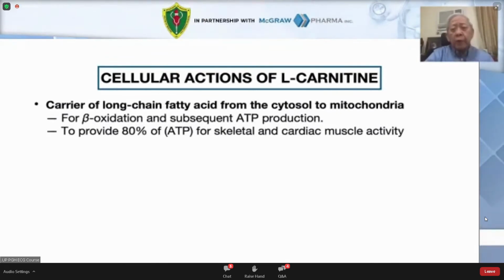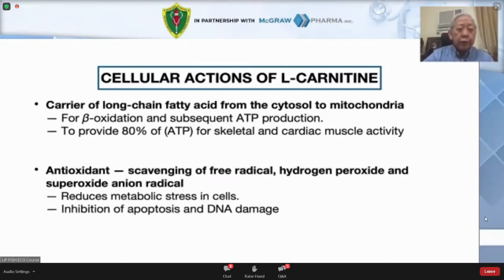L-carnitine is a naturally occurring substance that is produced in our body, in the liver and in the kidneys. It works by carrying the long-chain fatty acid from the cytosol to the mitochondria, because accumulation of long-chain fatty acid in ischemic myocardium can be detrimental. So with the transport of the long-chain fatty acid from the cytosol to the mitochondria, it can improve the beta oxidation, and with this, it can produce more ATP. With that, there will be more energy for cardiac contraction.